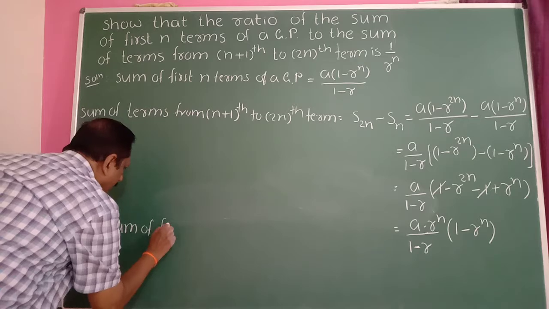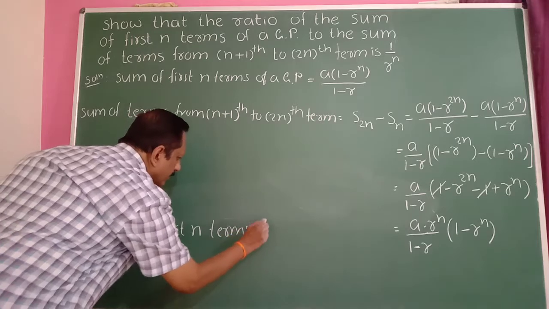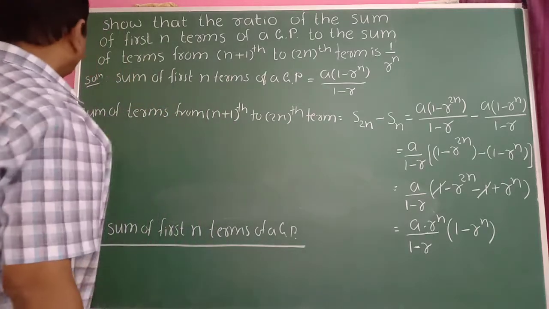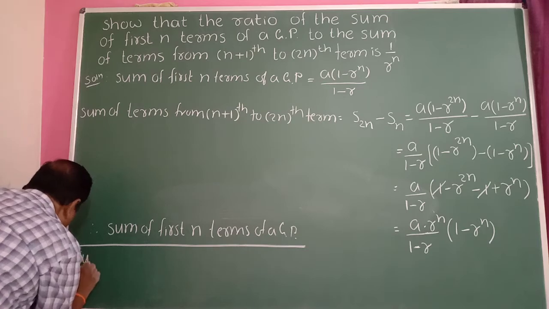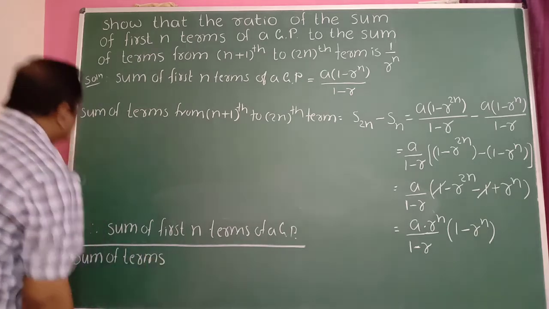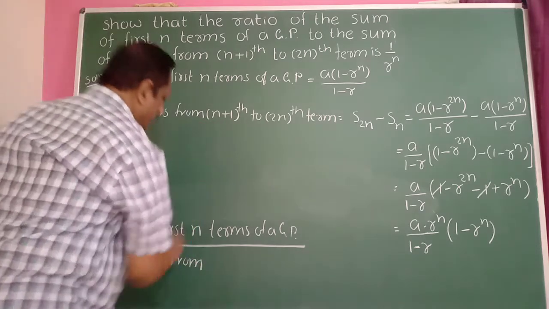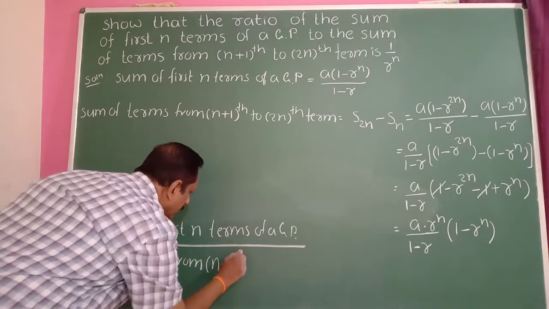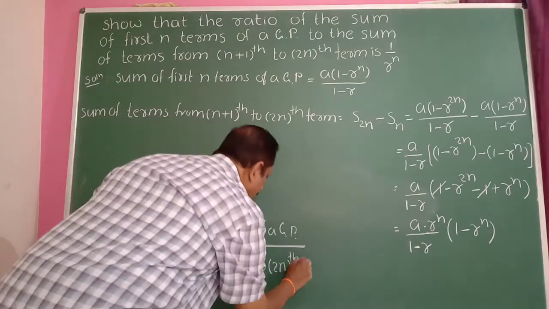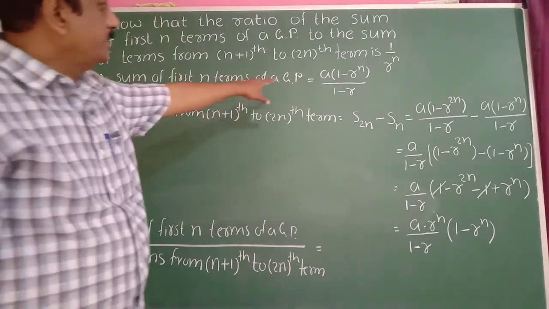Sum of first n terms of a GP divided by sum of terms from n plus 1 to 2nth term is equal to, okay, sum of first n terms of a GP is this one here.